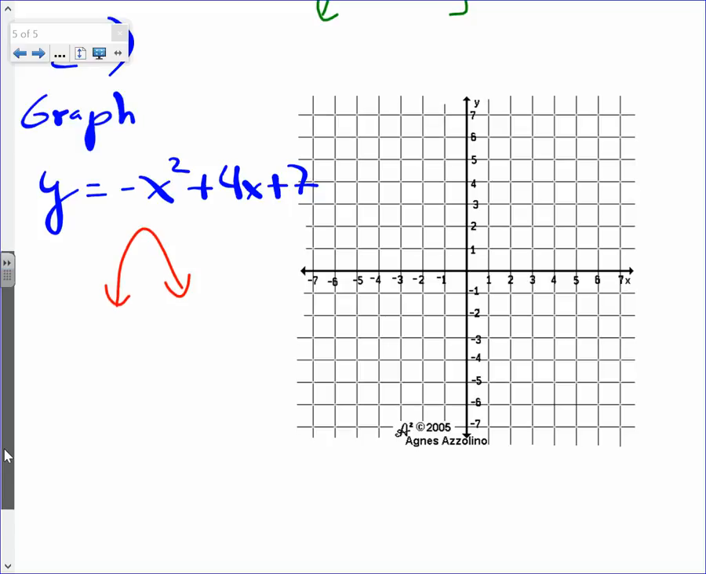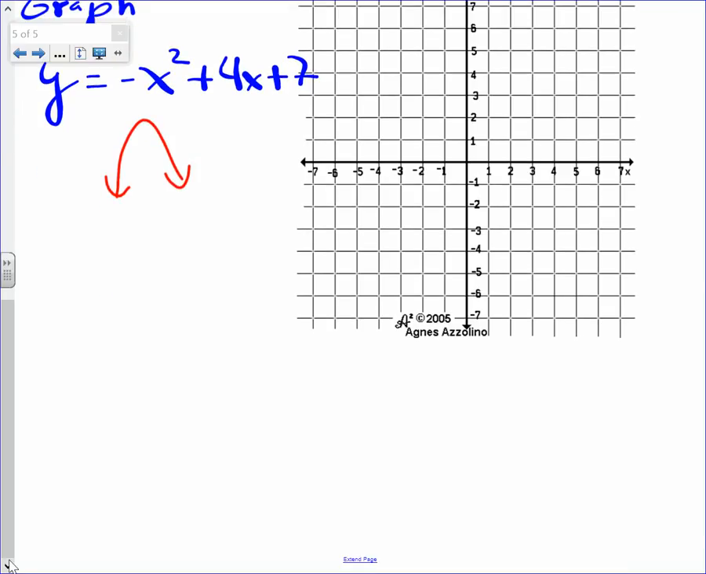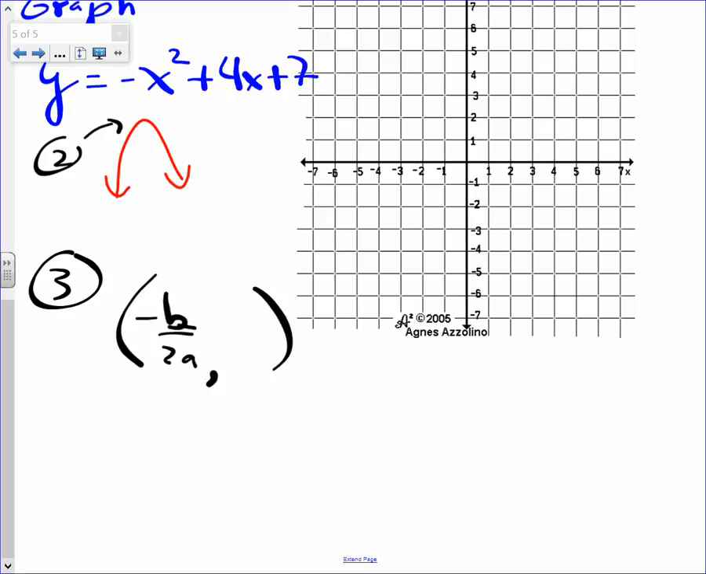Find the vertex using the vertex formula. Awesome. So I'm on step 3. This was step 2, by the way. It opens down. Step 3: negative b over 2a is my x coordinate, and then whatever y becomes. You're doing this with me.